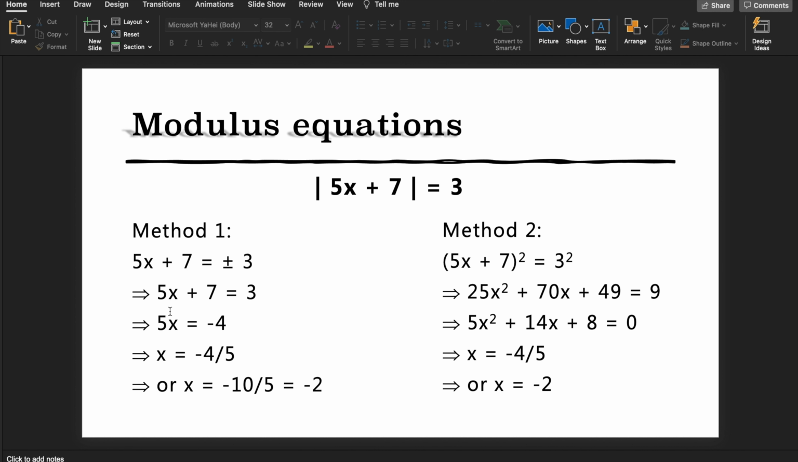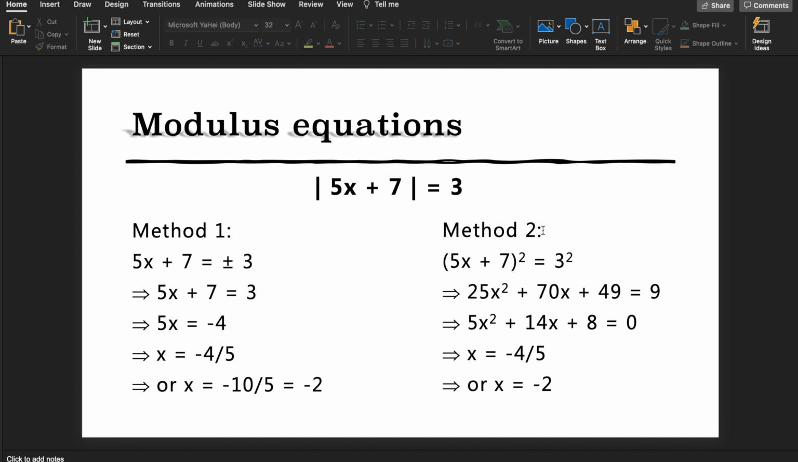So we write 5x plus 7 equals plus or minus 3, and this implies that 5x plus 7 equals 3, which implies 5x. By transposing this term, we can make it equal to minus 4, and then dividing both sides by 5, we get x equals minus 4 by 5. Or we could do this again, but put a minus symbol in front of this. So 5x plus 7 would equal minus 3, and then 5x would equal minus 10, and divided by 5 would be minus 2. So these two are the answers.